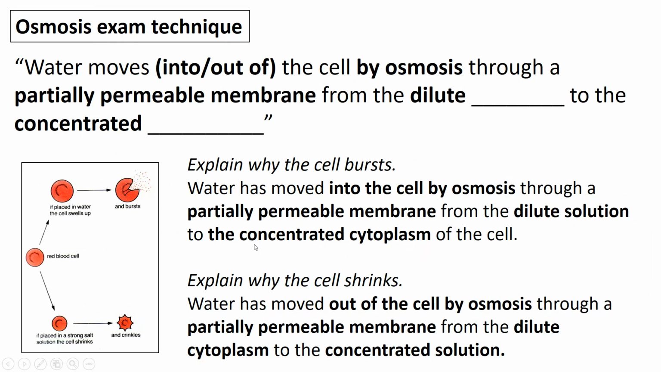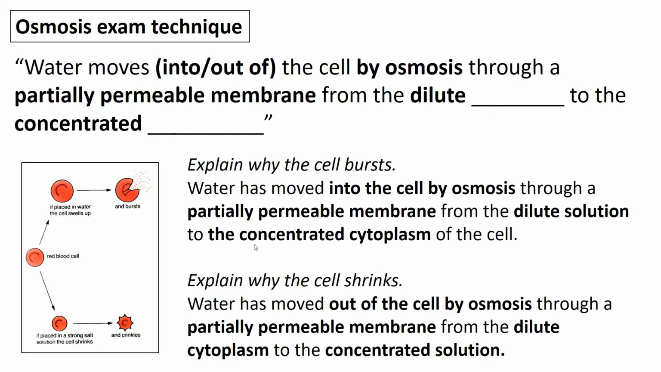And if we're thinking about our exam technique, this kind of description, whenever you get a question about osmosis, is a really useful one to learn. All you would have to say is, depending on the question, where is the water moving from and to? State that it's through the partially permeable membrane and talk about which solution is dilute and which solution is concentrated. So a useful phrase to learn is water moves, and you choose either into or out of the cell by osmosis through a partially permeable membrane from the dilute cytoplasm to the concentrated solution, for example.